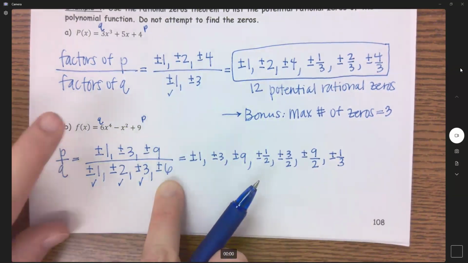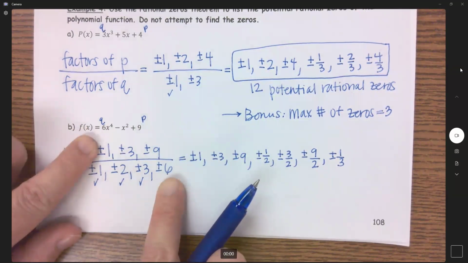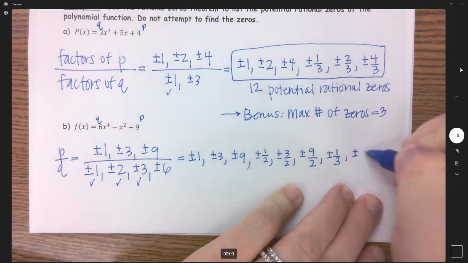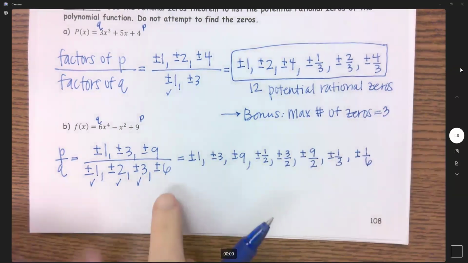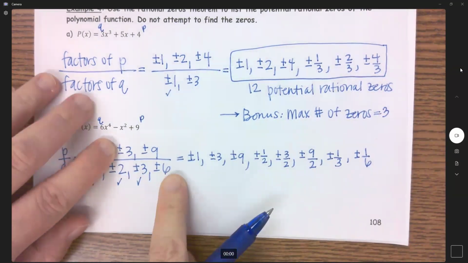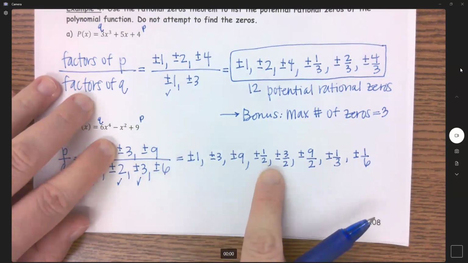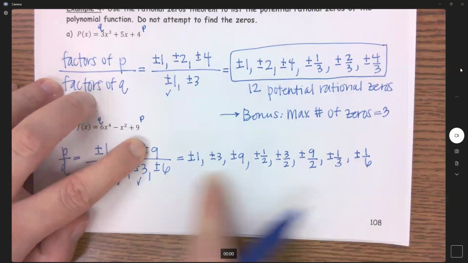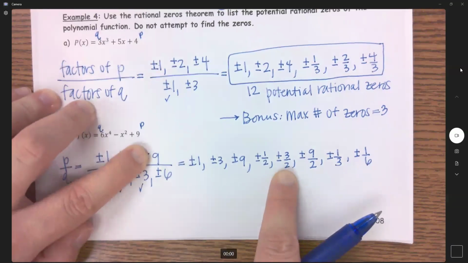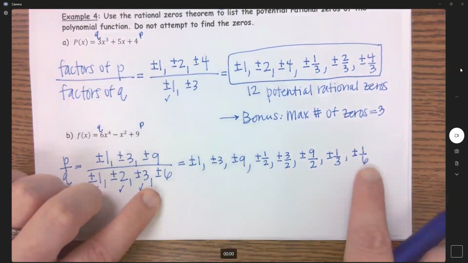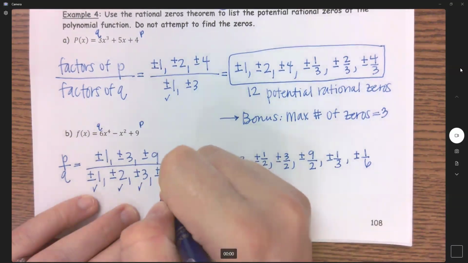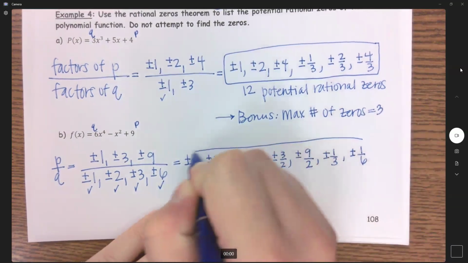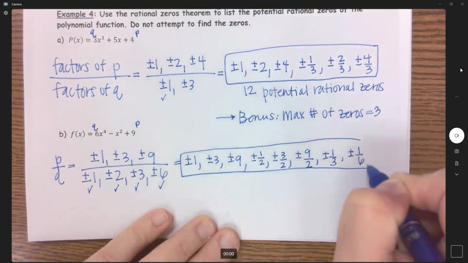Then lastly, 6. 1 divided by 6 is 1/6. I don't have that written yet. 3 over 6 is the same as 1/2. That's already written, so we're not writing it again. And 9 over 6 is 3 over 2, and I already have that one as well. So from dividing by 6, we only got one more potential rational zero as well. So here is my list of potential rational zeros.